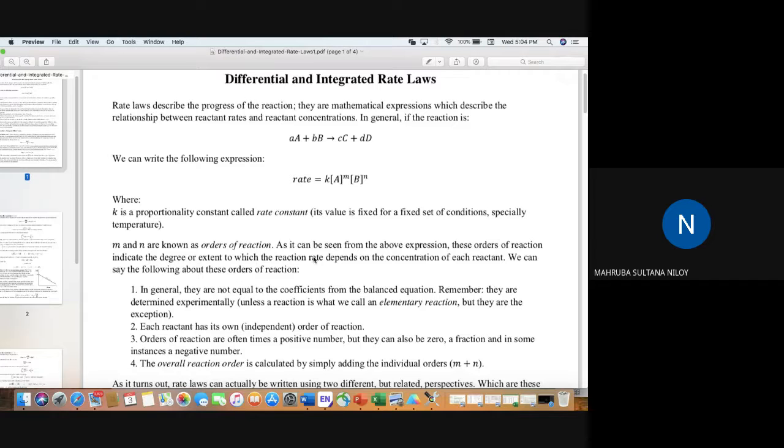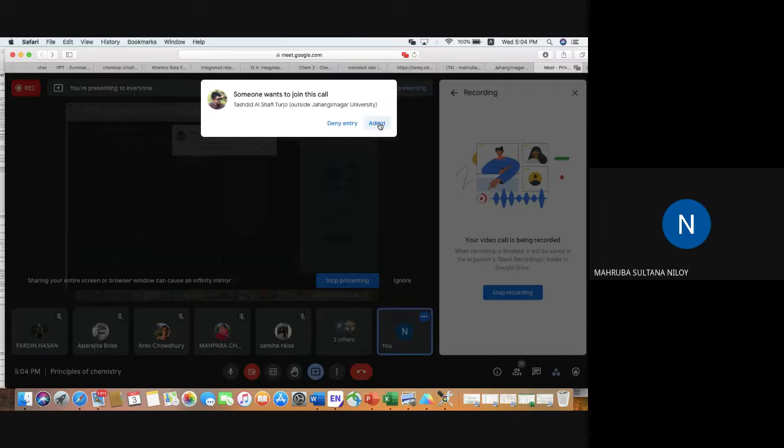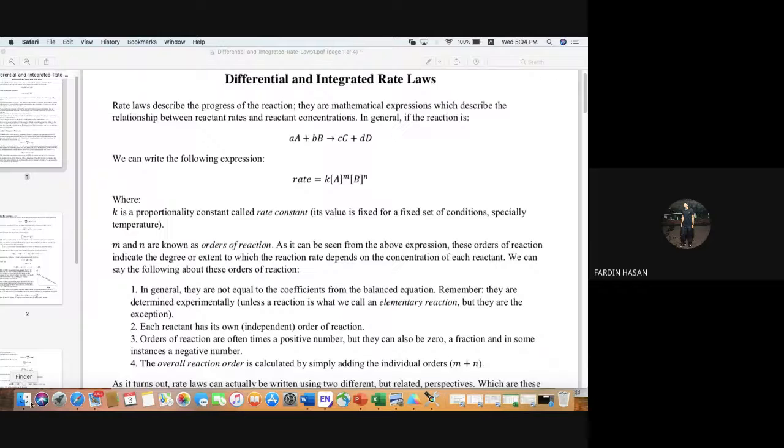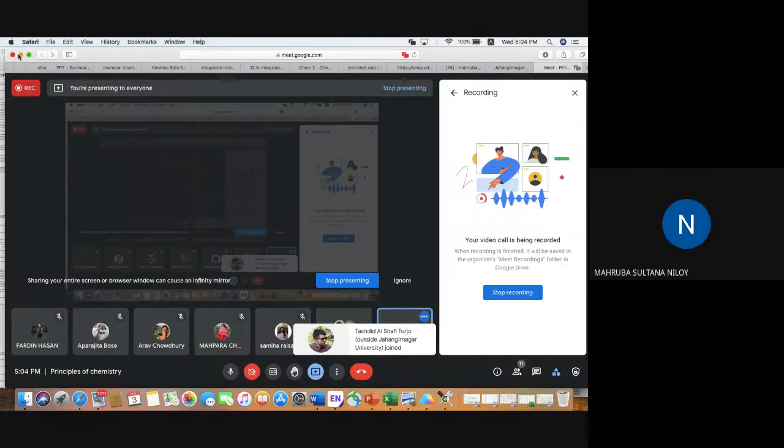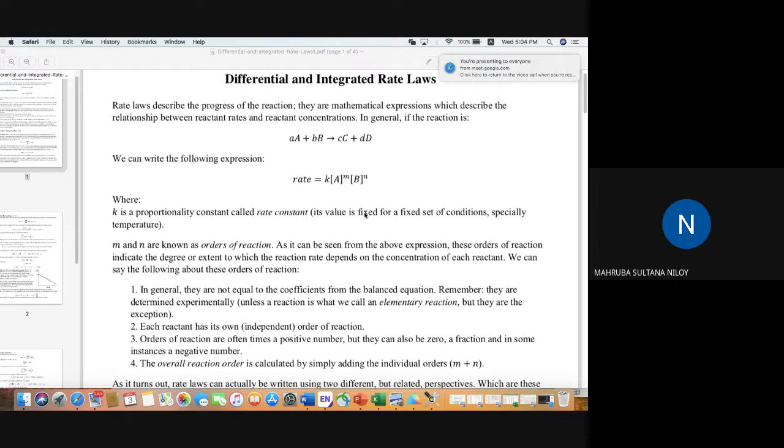Okay, so we already know how to calculate reaction rate, right? We already discussed this equation, right? Yes, sir. And from here, how can we determine reaction kinetics, right? Whether it is first order, second order, or third order, right? Yes, sir.